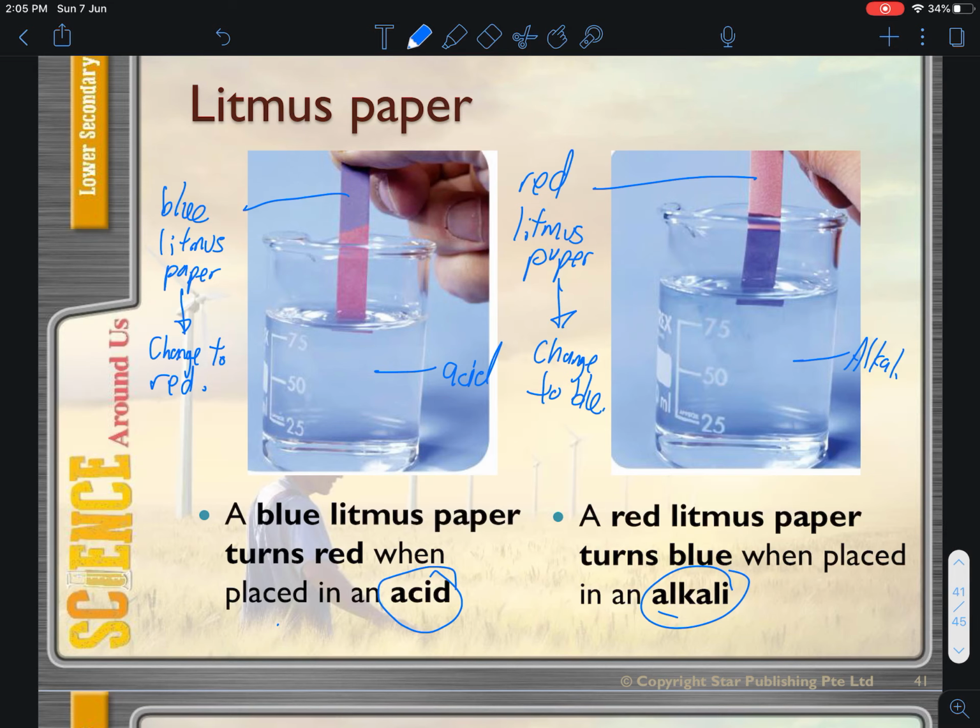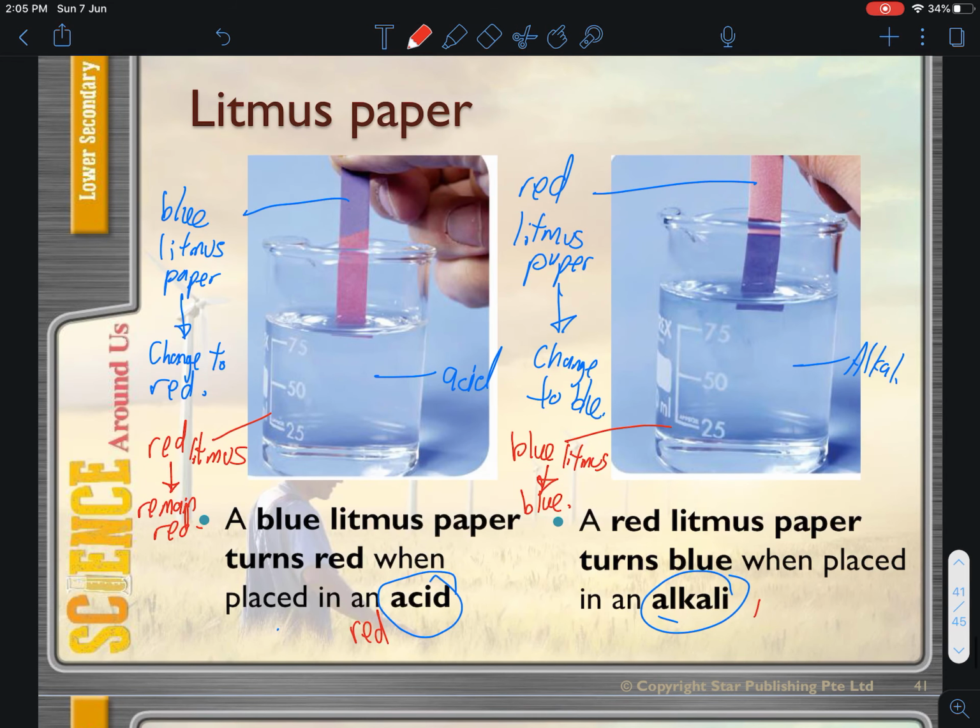Now let's change it a bit. What happens if you put a red litmus paper into an acid? There will not be any color change. It will still remain red, because it's an acid. Likewise, if you put a blue litmus paper into an alkali, it will still remain blue. So one way to remember is that whatever the color of the litmus paper, the end color for acid is always red, and the end color for alkali is always blue, for the litmus paper.